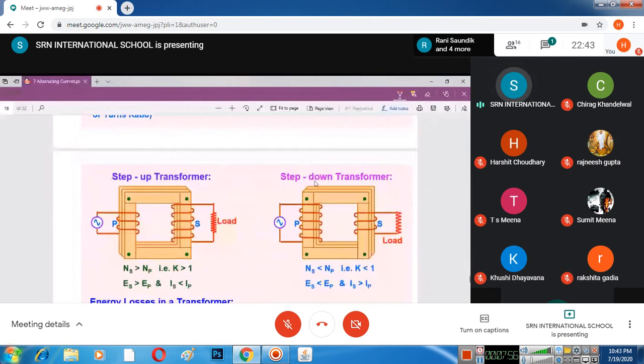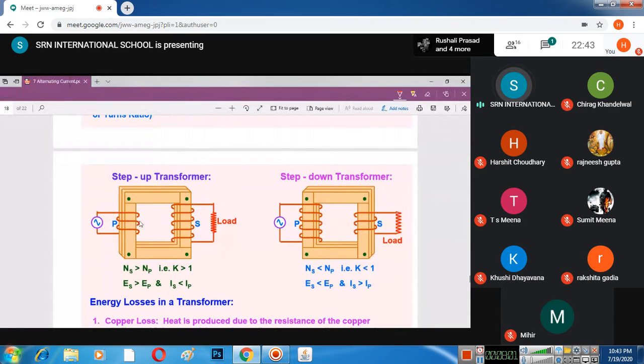Step up transformer means you want to transform the potential from a low value to a high value. That is, in the houses you are getting 220 volt, and in a TV, your cathode tube, that means the picture tube, needs around 6000 volt. So usually what we do here is use a step up transformer. This step up transformer transforms the potential from 220 volt to 6000 volt.